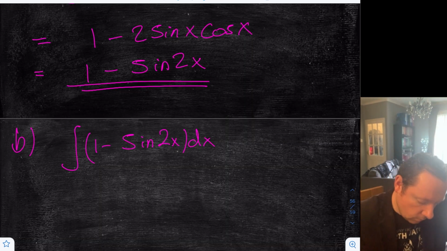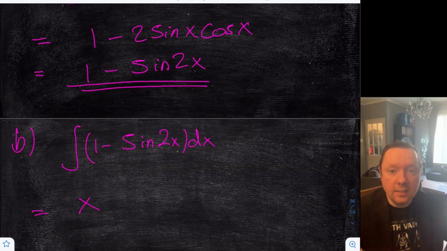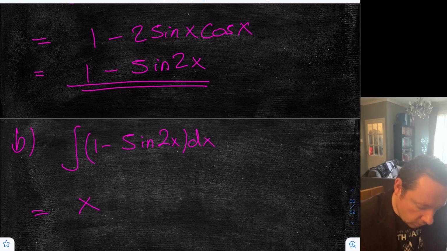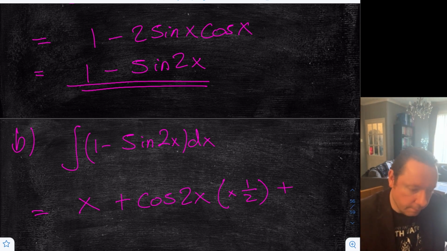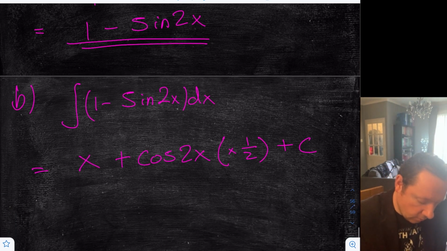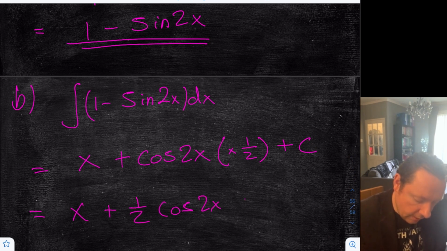Integrate 1, you get x, minus sin integrates to cos, so plus cos 2x, but then we need to times by the 2x differentiated, so times a half, because we divide by the differentiated. Then plus c. So that is equal to just x plus a half of cos 2x plus c, and we're done there.